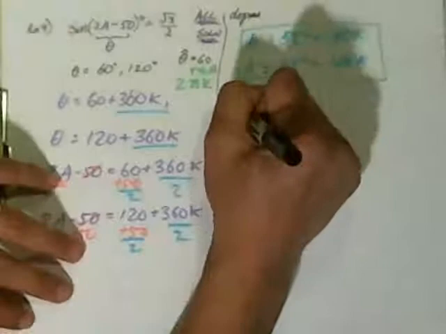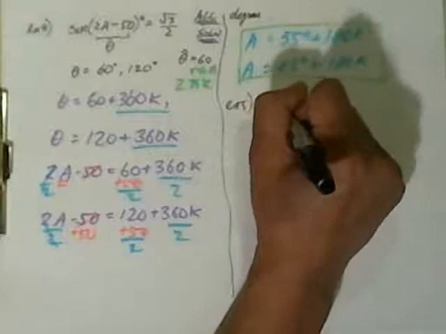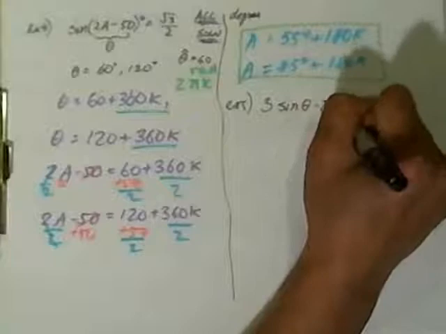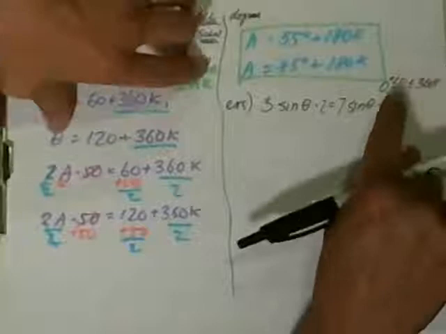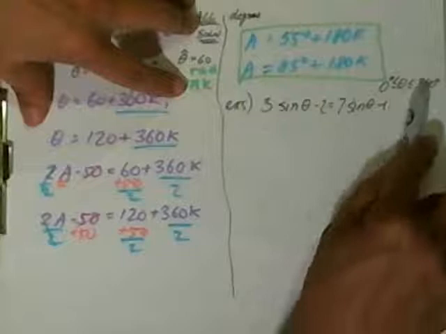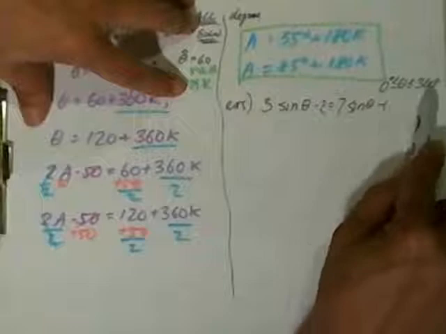Example 5. Solve 3 sine of theta minus 2 equals 7 sine of theta minus 1, and theta is going to be between 0 and 360 degrees. So that's a restriction that we put on theta. So we're going to have to solve for theta, given that theta is between 0 and 360.